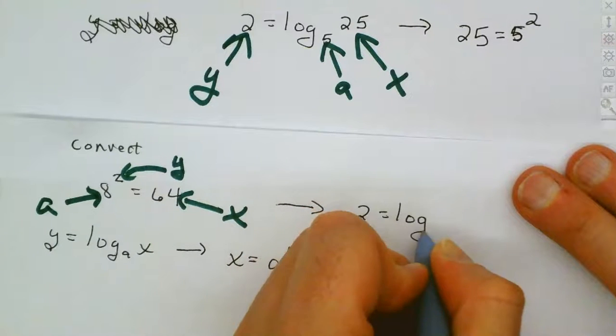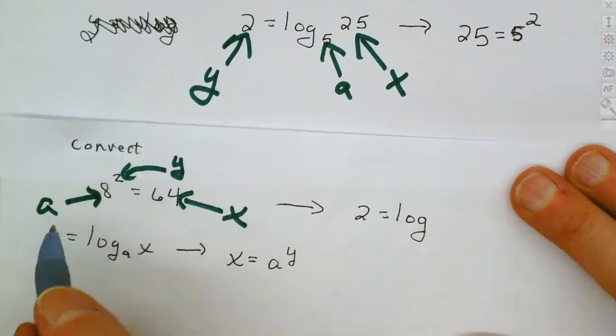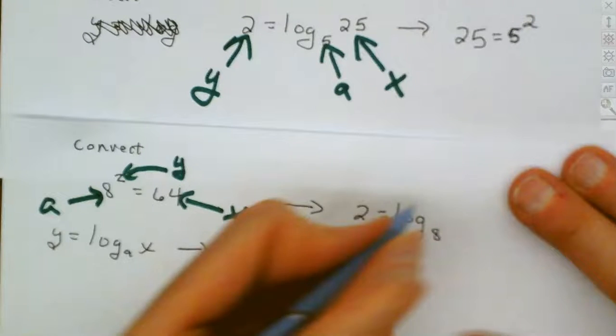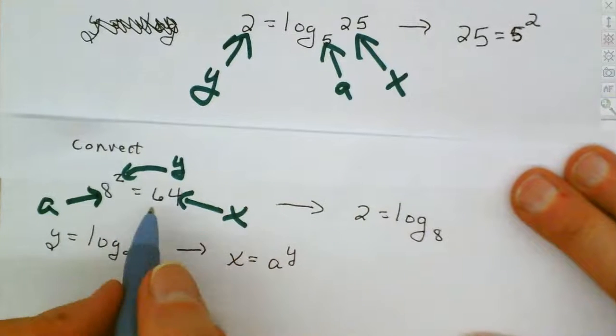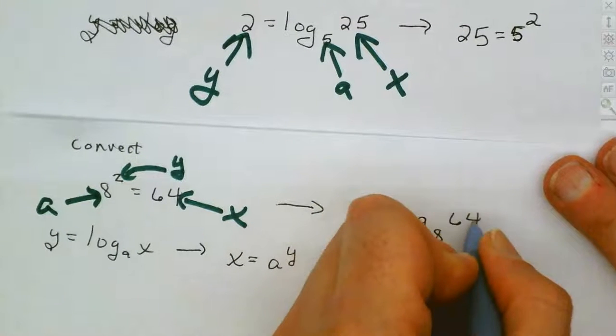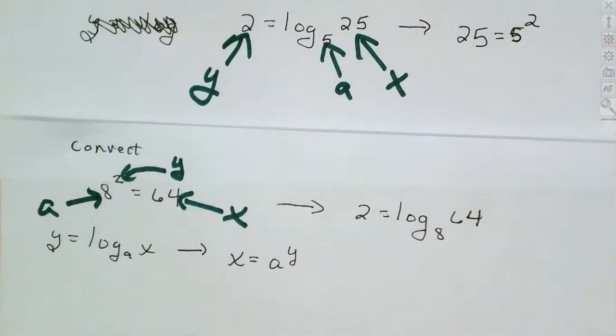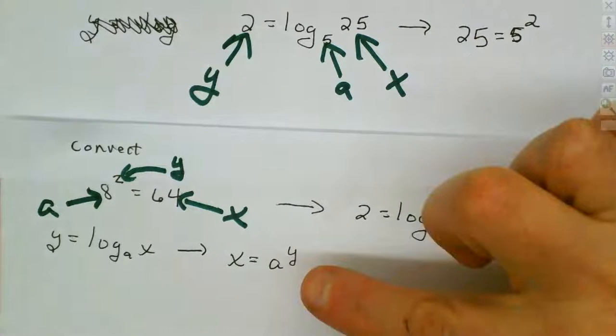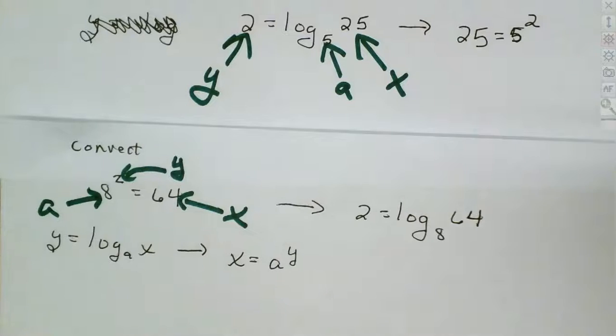So what would this look like if I were to convert it? 2 equals log base 8 of 64. Yep. So do you see how I converted them? If you need to, write up your formula every time and label the pieces and then convert them.